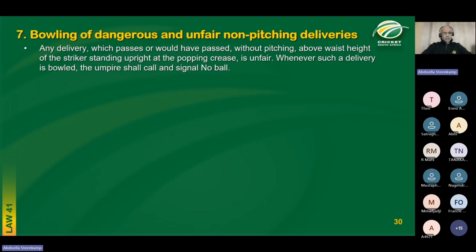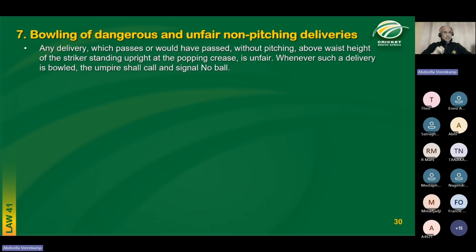So let's again go over the criteria when it comes to bowling of dangerous and unfair non-pitching or full tosses. The law sees this as unfair, and it first tells us any delivery which either passed or would have passed on the full above waist height. So that's the first thing that you need to take into account. It needs to be above waist height. What is waist height? It's belt height. And of the striker standing upright at the popping crease. So that's your judgment point. Your first judgment is it needs to be above waist height or belt height.